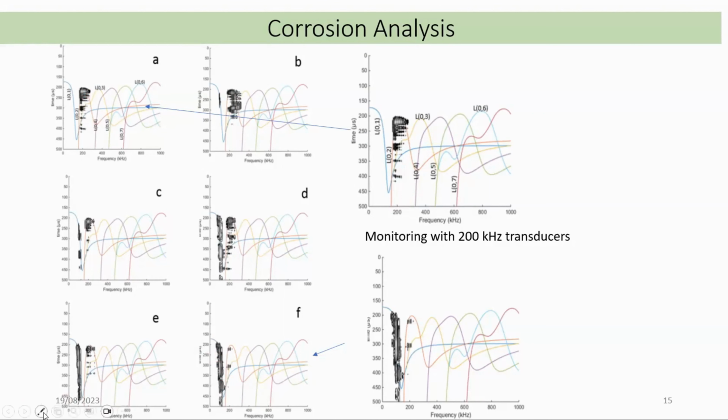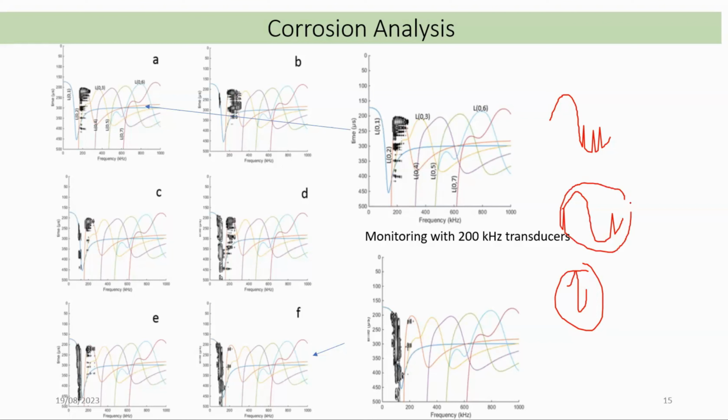I can quickly draw something for you. Let's say there is a wave of a certain frequency, which is like this, and there is a wave of another frequency, which is like this. As the corrosion pit size increases, first the waves of higher frequency and lower wavelength get affected, and then the waves of lower frequency and higher wavelength get affected. That's what is happening. If you look here, the lower frequency waves are traveling, but the higher frequency components are gone.